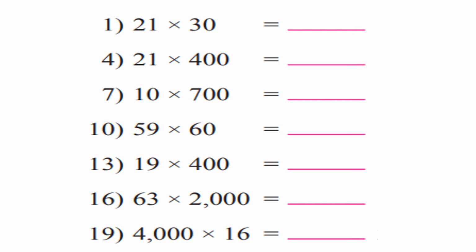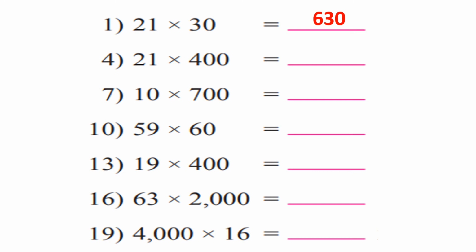Okay, students, let's start with number 1. We're going to answer this. 21 times 30. 30 has only one 0. Okay, you write here 0 and then 3 times 1, 3 times 2 is 63. Your answer is 630.